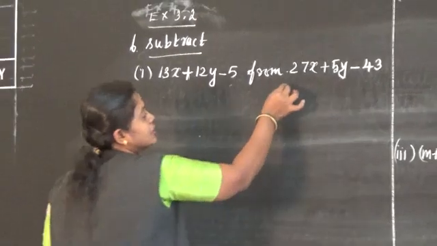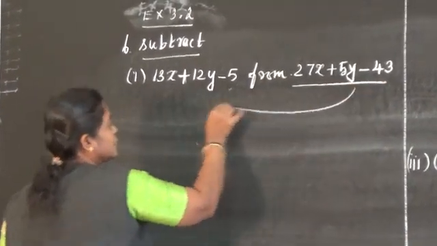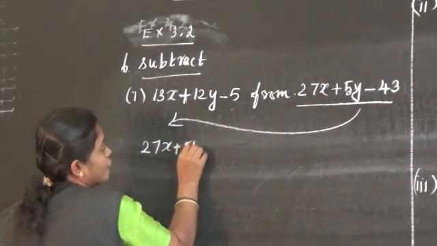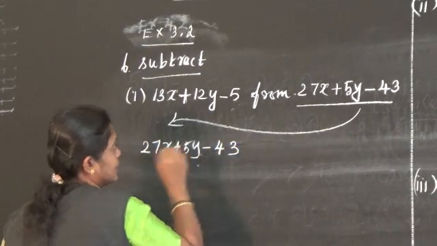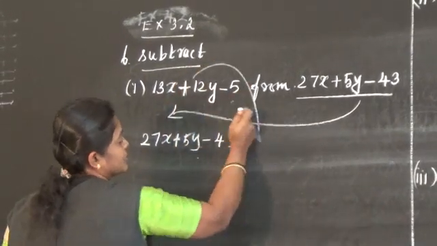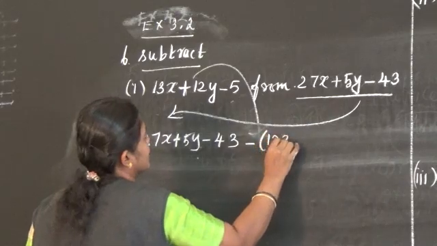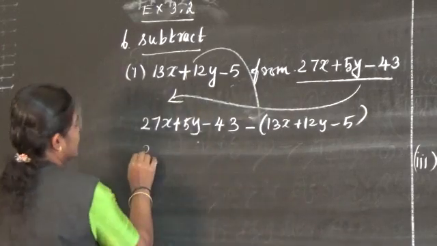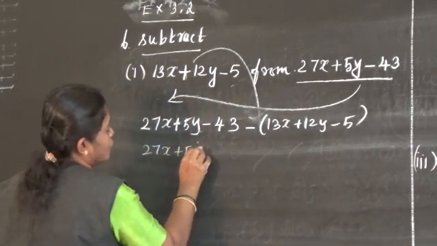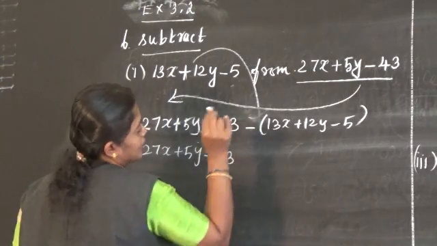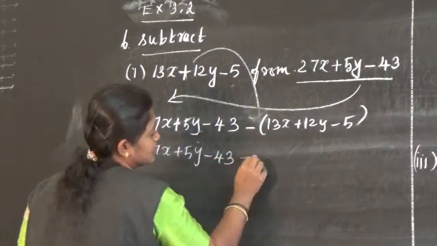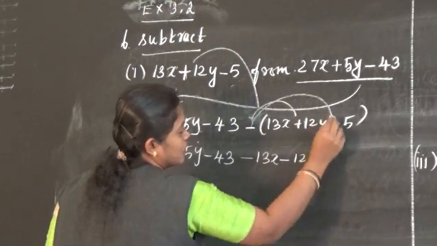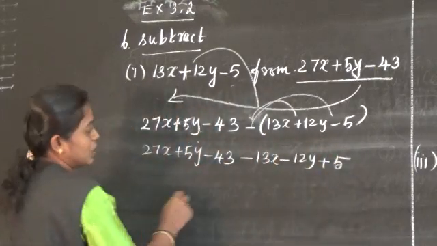Whenever it is given "from", the expression given after the "from", you take and write first. So 27x plus 5y minus 43. After that only you write the other expression, so minus of 13x plus 12y minus 5. Now 27x plus 5y minus 43, that minus you take inside the bracket: minus 13x, minus into plus minus 12y, minus into minus plus 5. Now you group the like terms here.